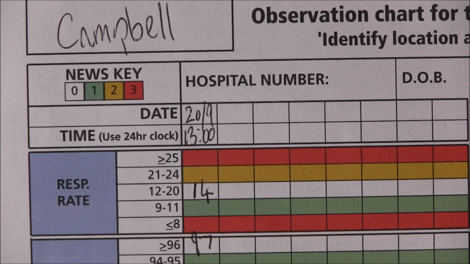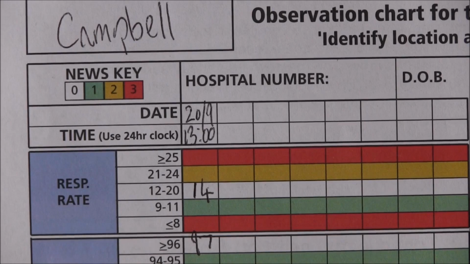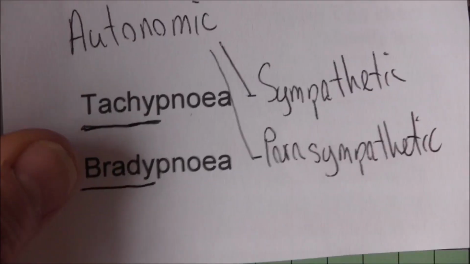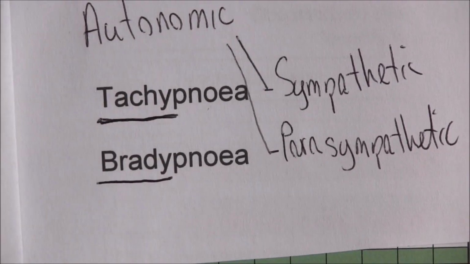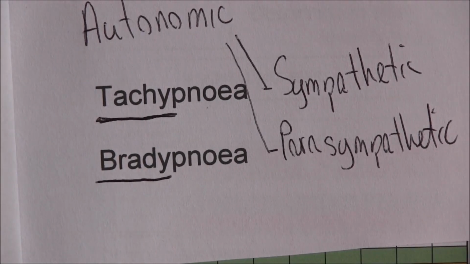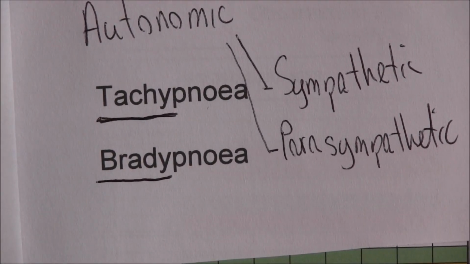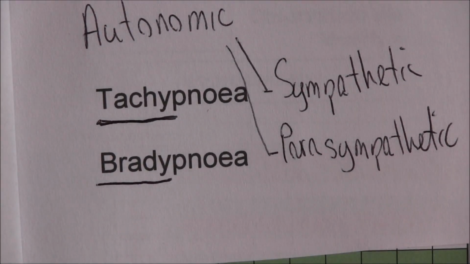Now, as we've said, bradypnea, a decreased breathing rate, can be caused by parasympathetic stimulation, so it's associated with rest, relaxation. It will help the digestive processes.